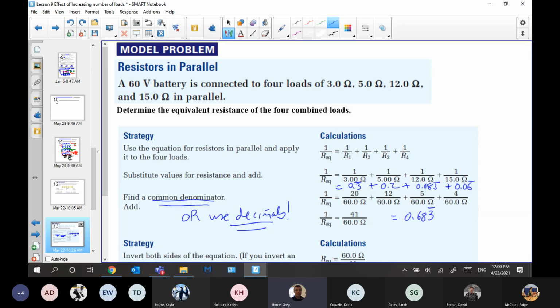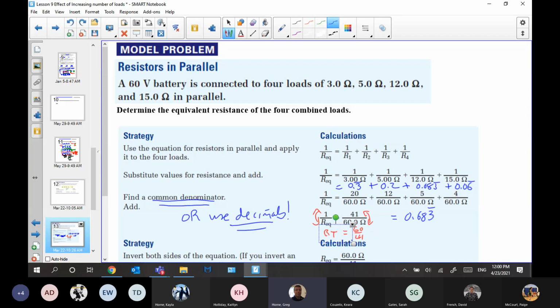And so what happens now, they didn't show very well here, so I'll elaborate. You just flip both sides. Now that it's a single fraction on both sides, you can just flip both sides. It actually does work. And so they end up with the total resistance. They're saying REQ, the equivalent, and it becomes 60 over 41.